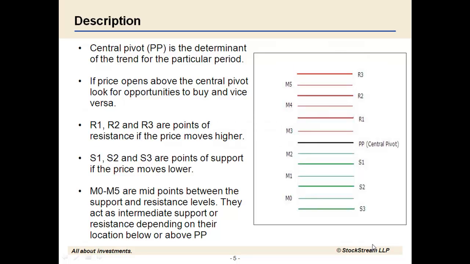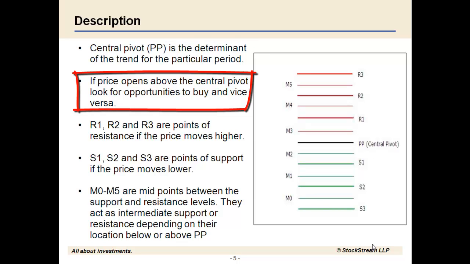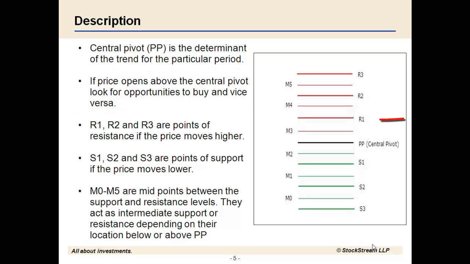The figure on the right shows the pivot points that are calculated for every trading session. The central pivot, marked as PP, determines the market bias for a particular trading session. If the market opens above the central pivot, it is assumed to be in an uptrend for the trading session, and vice versa. R1, R2, and R3 are the resistance levels to watch out for if the price moves higher.